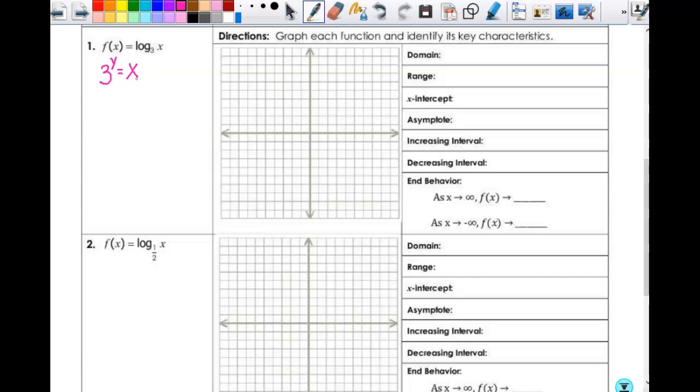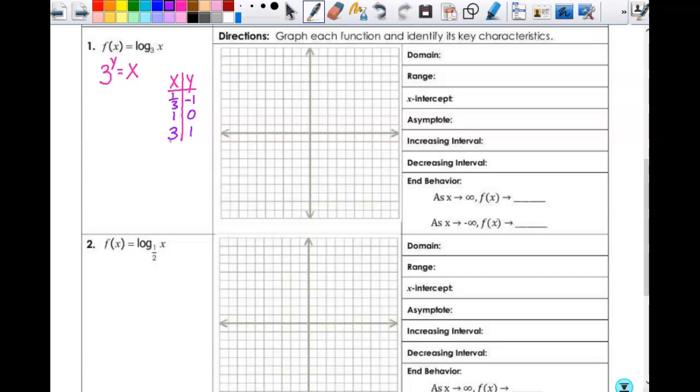For this first time, I'm going to write down a little t-chart, but we're not necessarily going to write it down every single time. So instead of choosing for x, I'm choosing for y. I'm going to choose -1, 0, and 1. When y is -1, what is x? 1/3. When y is 0, what is x? 1. And when y is 1, x is 3. Okay? You won't necessarily need to write that down, but because it's backwards, because you're used to choosing x and finding y, sometimes you have to think about it backwards. Those are my ordered pairs that I'm going to plot.